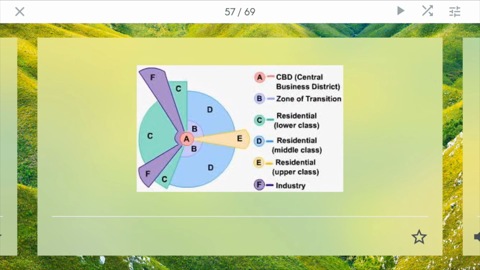So as seen here, the central business district once again is in the center, but now you see the lower, middle, and upper classes sort of choose their different places in the city where they like to operate, and industry sort of just builds around that.